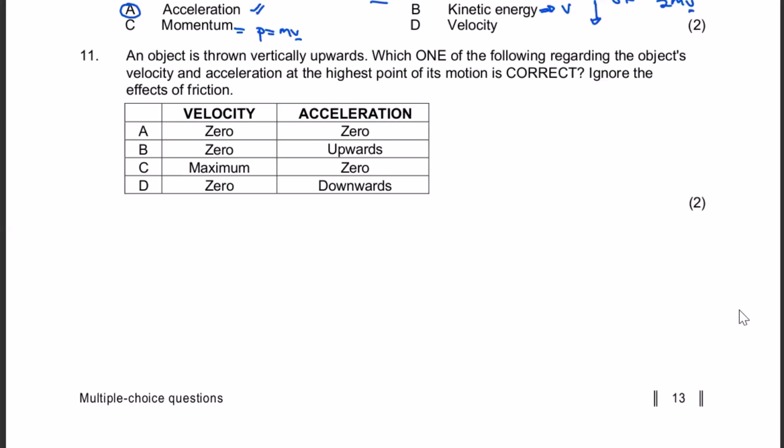So we know at maximum height, the velocity should be 0. Automatically that gets rid of option C, which is maximum. Then our acceleration is always going to be downwards. So the one that actually matches both of them is going to be option D, like that.